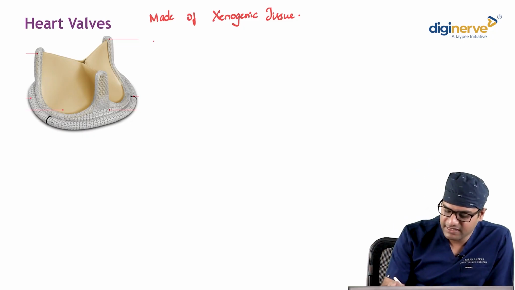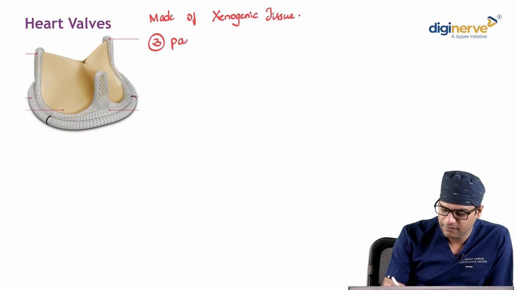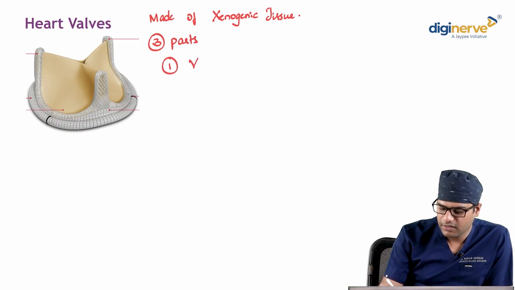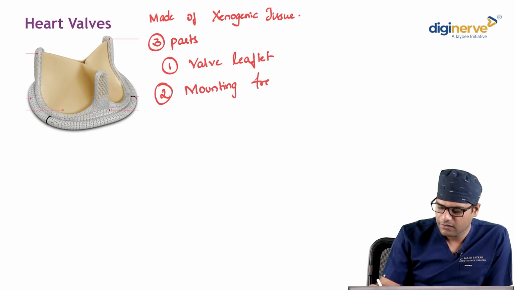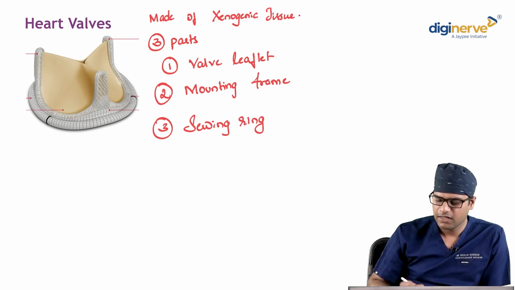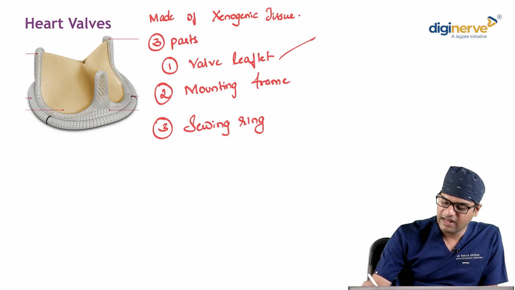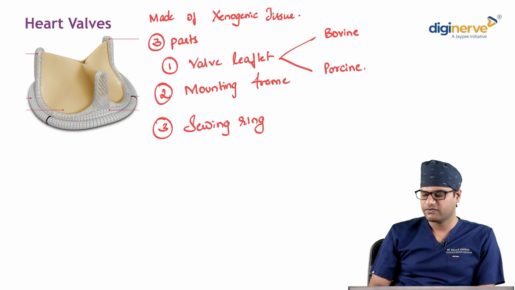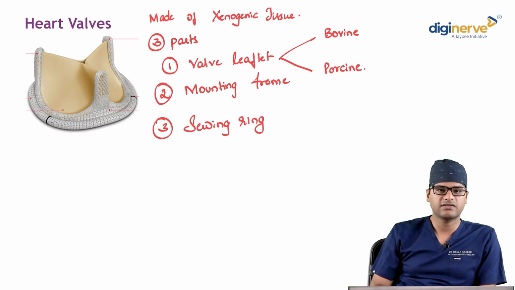Essentially, they again have three parts: one, the valve leaflet; two, the mounting frame; and three, the sewing ring. These are the three components. Based on the valve leaflets chosen, it is bovine or porcine. These are the two types of bioprosthetic heart valves in continuous use.